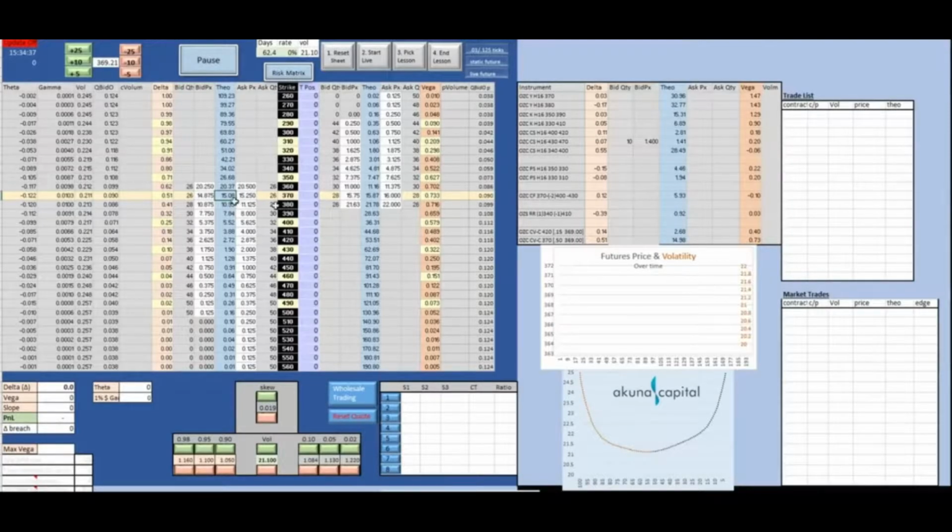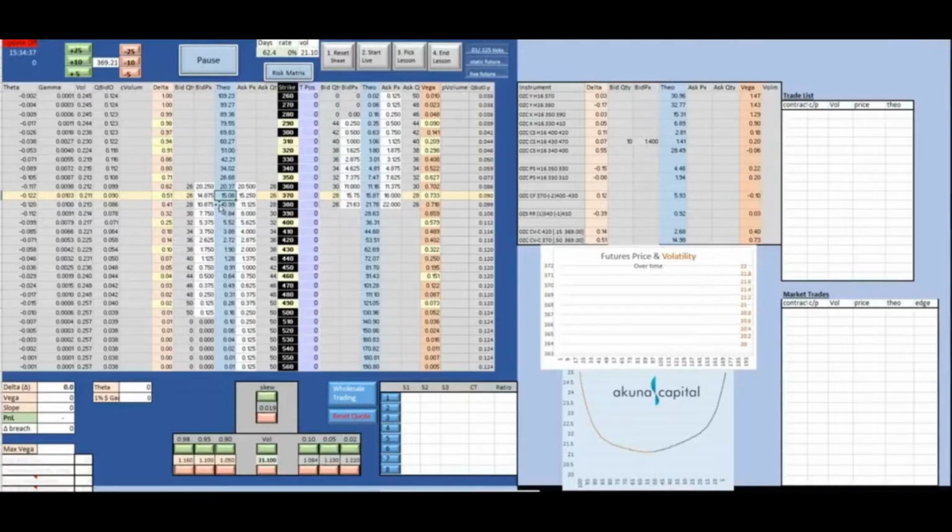So the 370 call has a theoretical of 15.08. We also have a bid and an offer that are made symmetrically around this theoretical. So here we're willing to purchase 26 contracts for a price of 14.875 or 14 7/8 and sell 26 contracts at a price of 15 1/4.